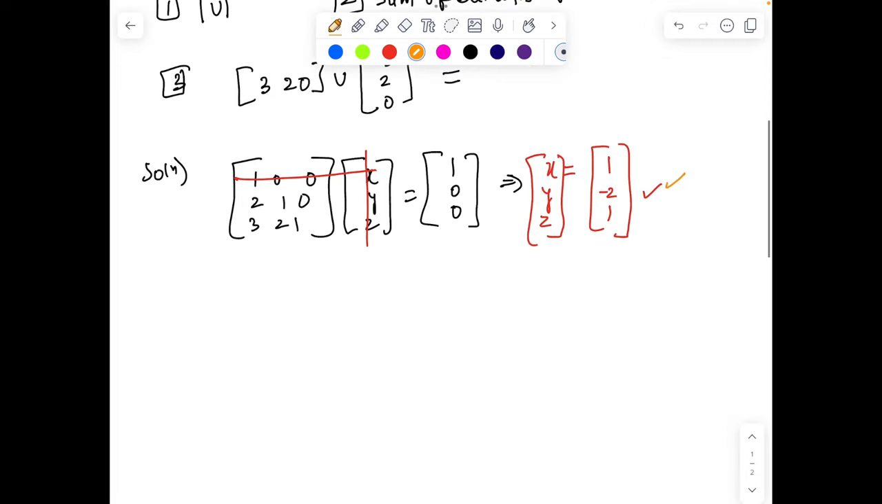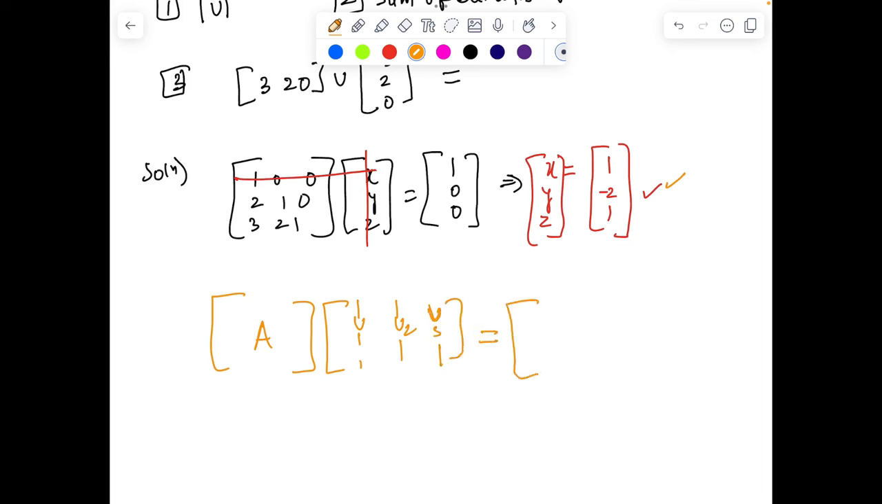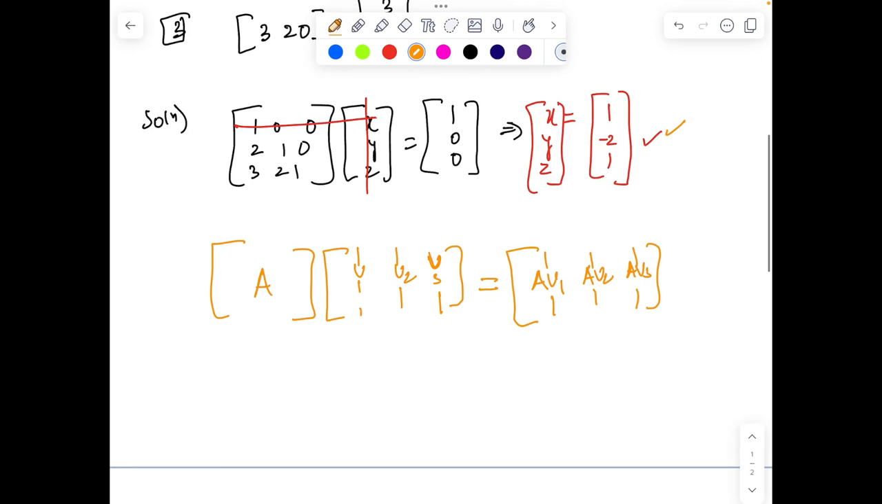But there is a smart way of doing this. Listen, instead of calculating individually, what you can see is that AU1 is given, AU2 is given and AU3 is given. Basically, if you have A matrix and we are multiplying this with the first column U1, second column U2 and third column U3, then the resultant of the matrix multiplication can be visualized as AU1 as the first column, AU2 as the second column and AU3 as the third column.